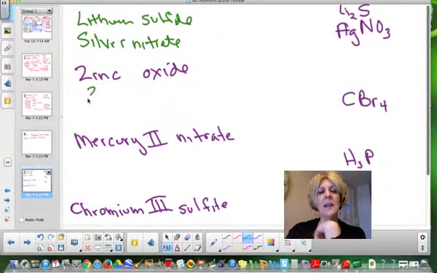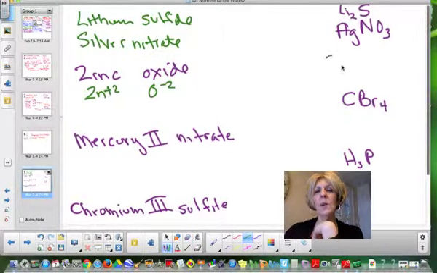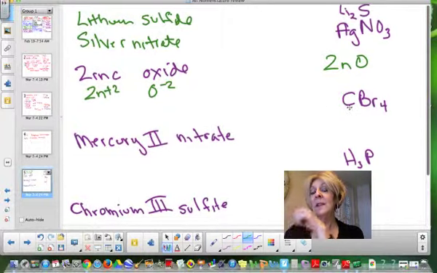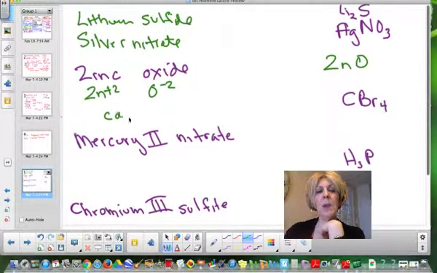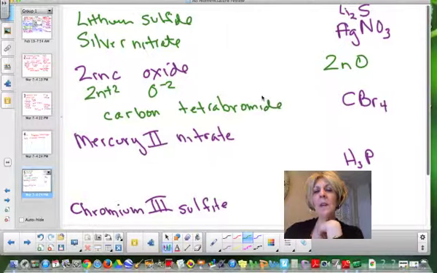Zinc oxide. Zinc, I know, is a +2. It is a transition metal, but zinc is always a +2, and oxide is a -2. So zinc oxide is just ZnO. This carbon is a nonmetal. Bromine is a nonmetal. So this is going to be covalent nomenclature. Carbon tetrabromide. So those covalent nomenclatures also end in "ide."